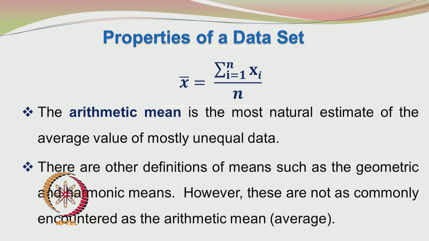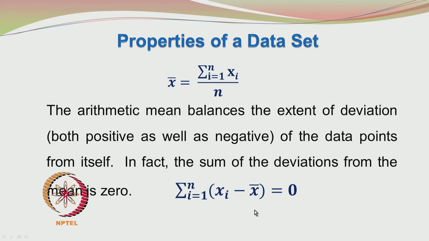You have other definitions such as the geometric mean and the harmonic mean. However, these are not as commonly used as the arithmetic mean. The arithmetic mean balances the extent of deviation, both positive as well as negative, of the data points from itself. In fact, you identify the mean in such a way that the positive deviations from that will balance out the negative deviations, such that the total sum of these deviations will be equal to 0.